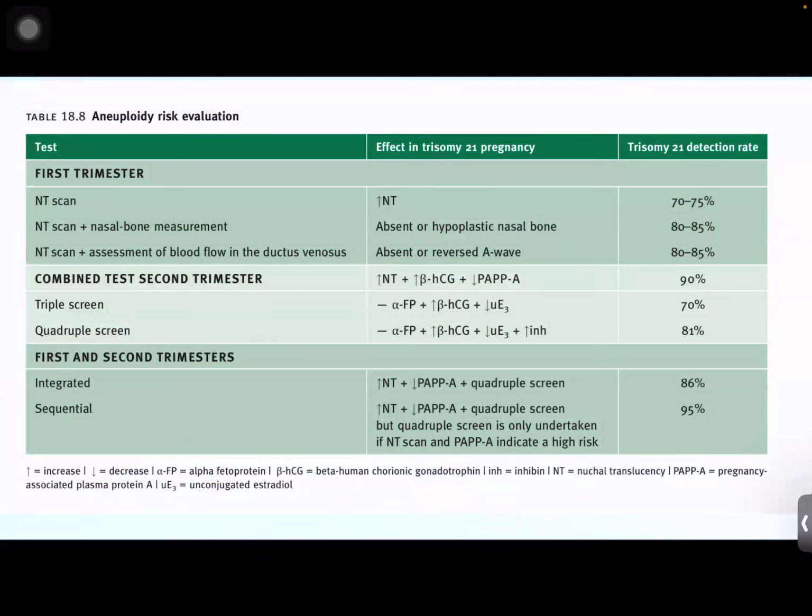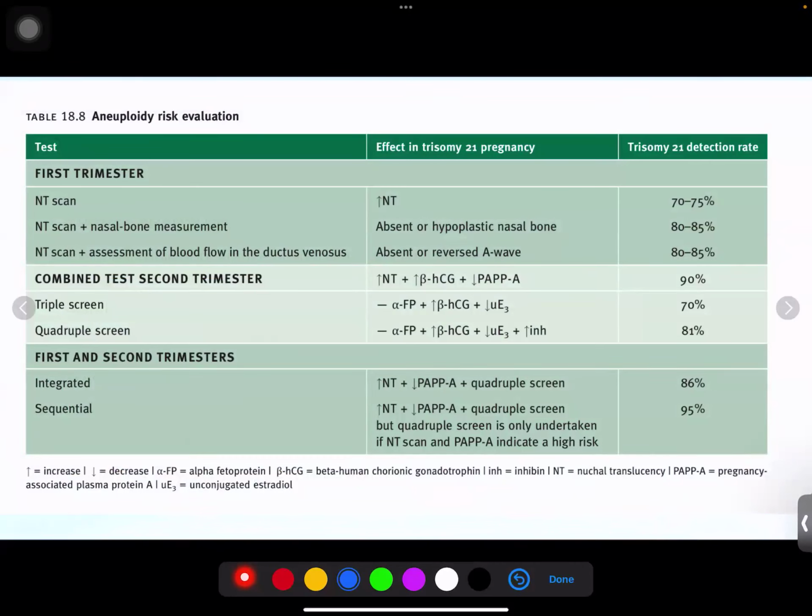Now, this is a very important table in your essentials book. You have to remember what is in this table. See, in the first trimester, you are doing an NT scan. If it is raised, the effect is in trisomy 21 pregnancy; only Down syndrome pregnancy is considered here. If it is raised, the detection rate is 70 to 75%.